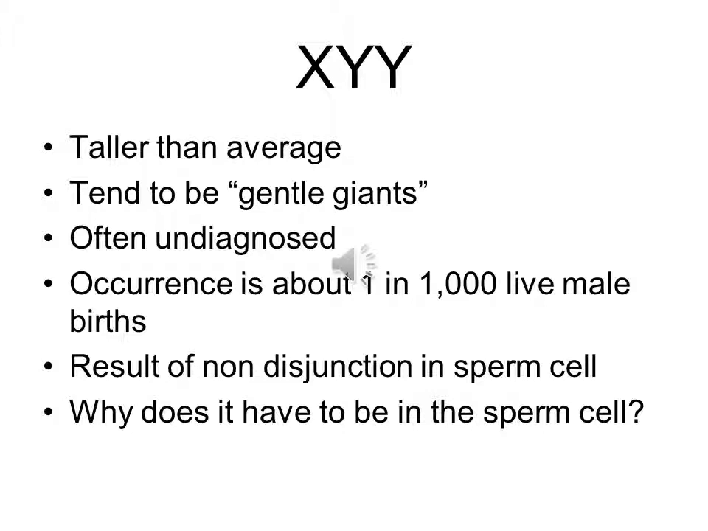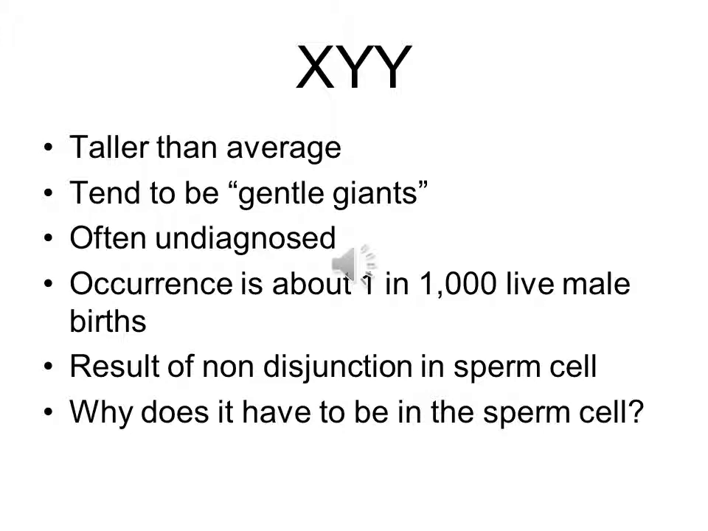The last form of sex chromosome aneuploidy is the condition XYY. These people, of course, will be male, and this condition occurs in about 1 in 1,000 live births. XYY is the result of non-disjunction in the sperm cell. And the reason we know that it was non-disjunction in the sperm cell is because we ended up with 2 Y chromosomes. If it had been non-disjunction in the egg cell, we would have ended up with 2 X chromosomes.